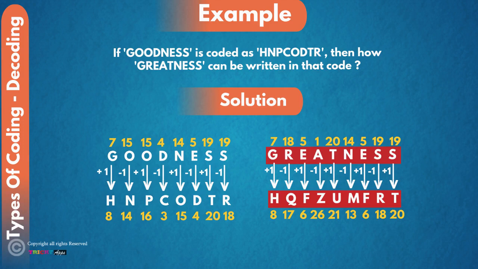Subtracting 1 from N's value, we get 13, that is M. Adding 1 to E's value, we get 6, that is F. Subtracting 1 from S's value, we get 18, that is R. Adding 1 to S's value, we get 20, that is T. Hence, greatness can be written as HQFZUMFRT.